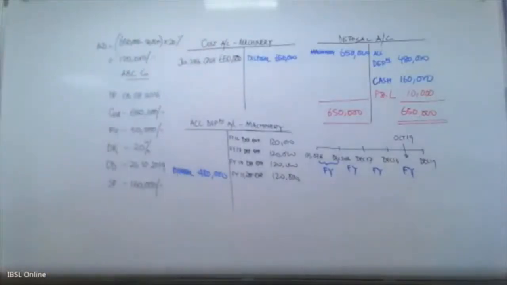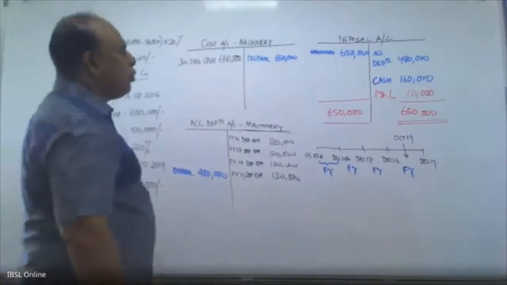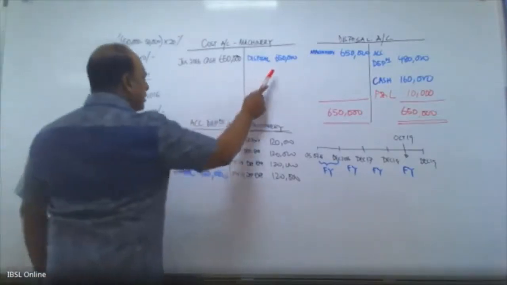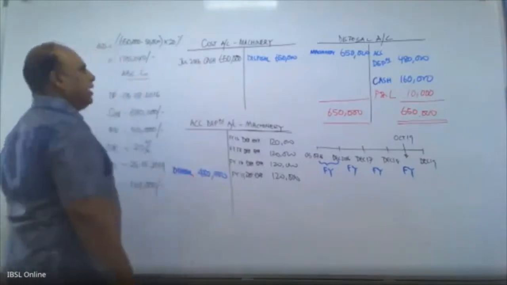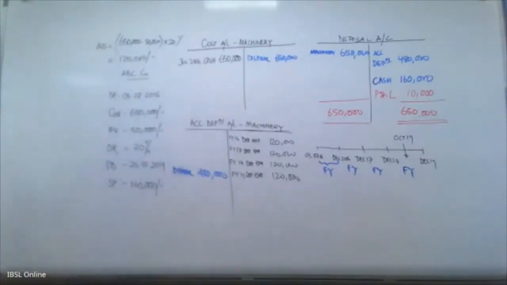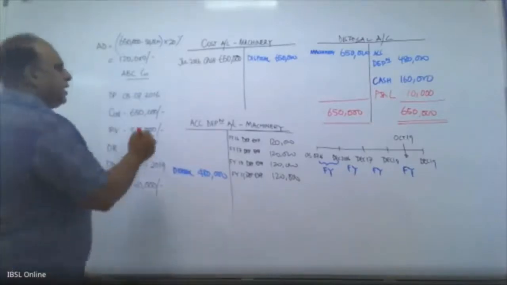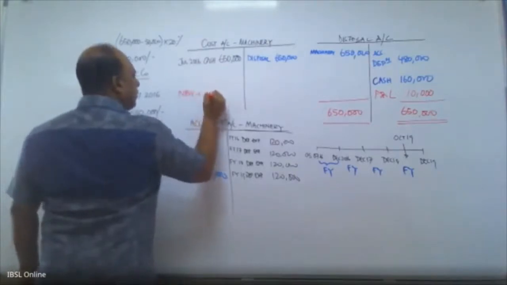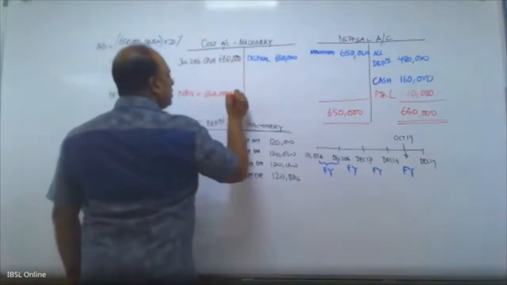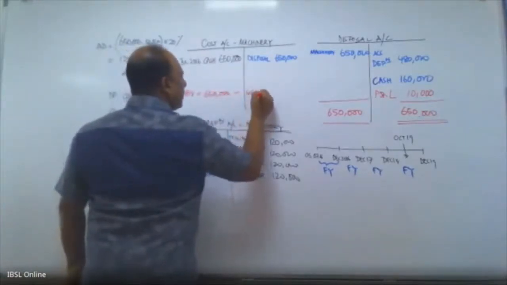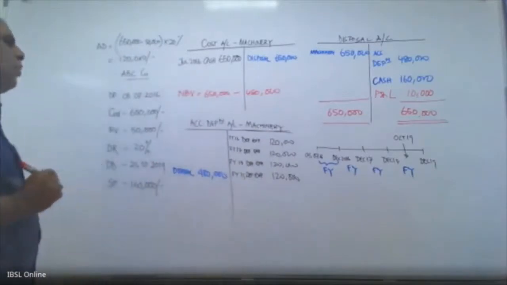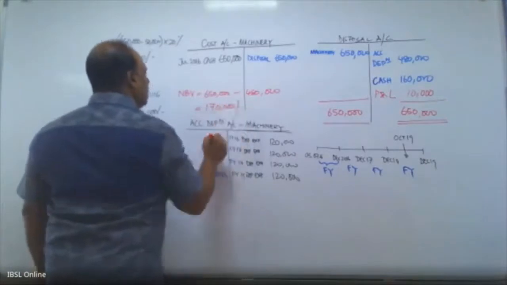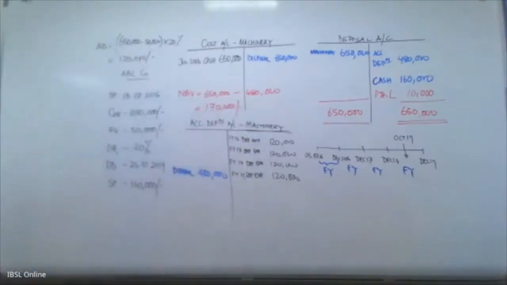So basically, what is the net book value here? 650 minus 480. I'm just writing it here, don't write this on the T accounts. Since I don't have space, I'm writing it here. 650 minus 480 means I have 170. So my net book value is actually 170.